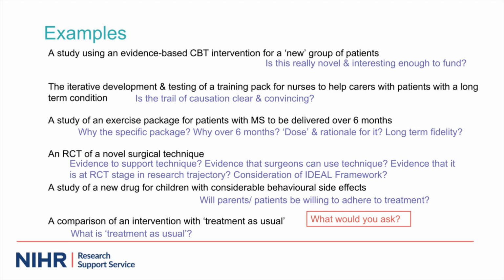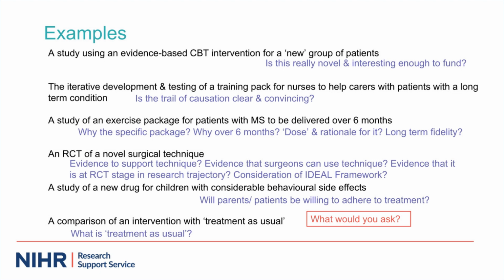The iterative development and testing of a training pack for nurses to help carers with patients with a long-term condition. Is the trail of causation clear and convincing? There are quite a lot of hoops for that intervention to go through to get through to the patient. The study of an exercise package for patients with multiple sclerosis to be delivered over 6 months. You would ask, why the specific package? Why over 6 months? What is the dose and the rationale for the dose? And are we likely to get long-term fidelity to that intervention?